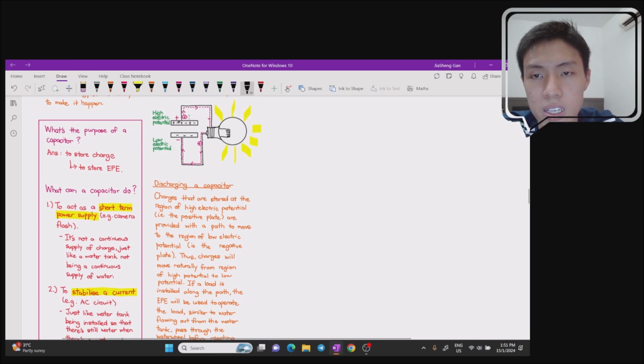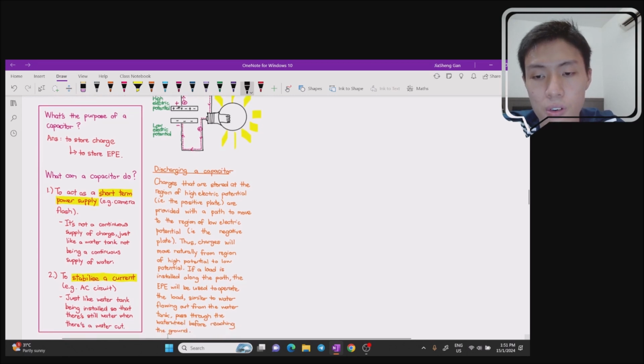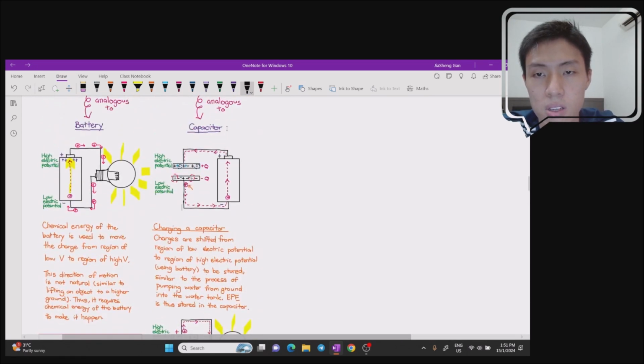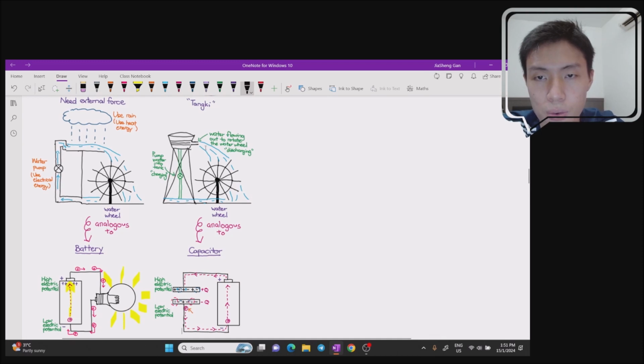So what happens is the charges, when they pass through the light bulb, will pass the electric potential energy that they initially have to the light bulb, and the light bulb, which receives the energy, will use the energy to operate, in this case causing it to light up. So it is similar to us having water flowing out from the water tank, passing through the water wheel before reaching the ground.